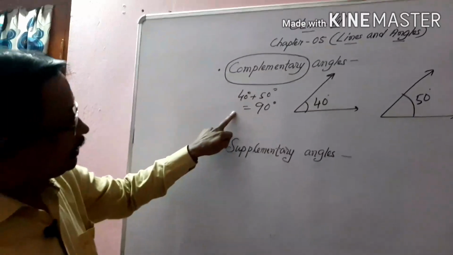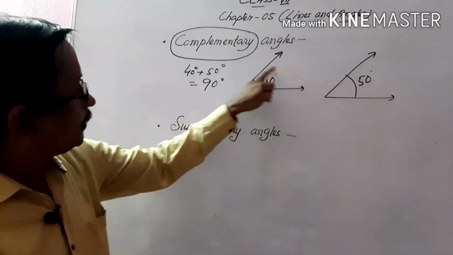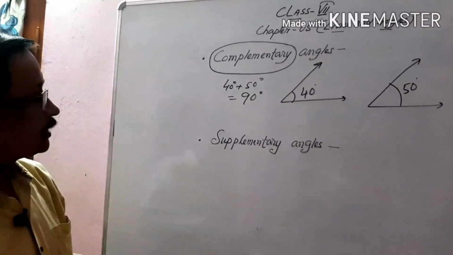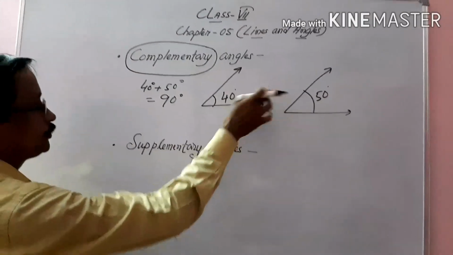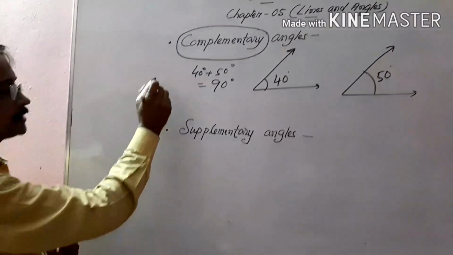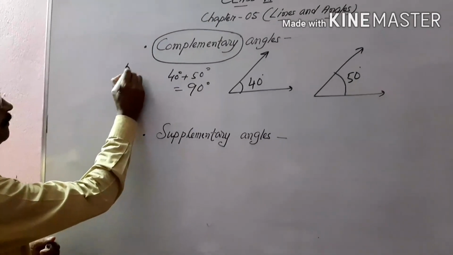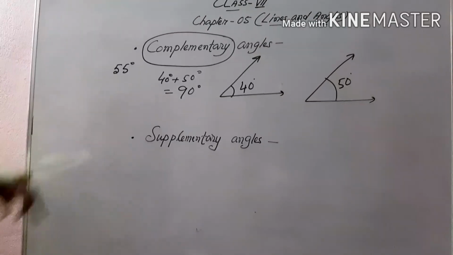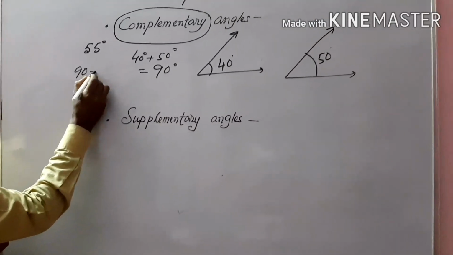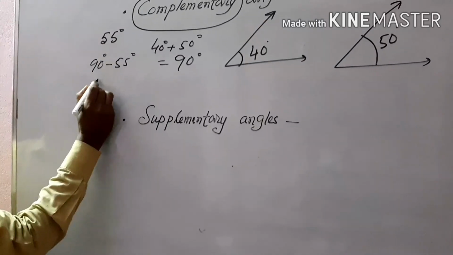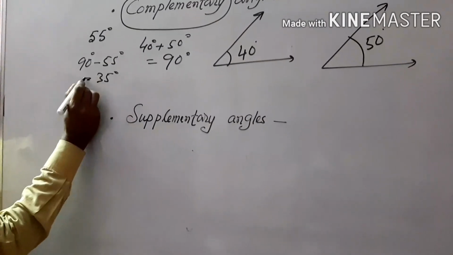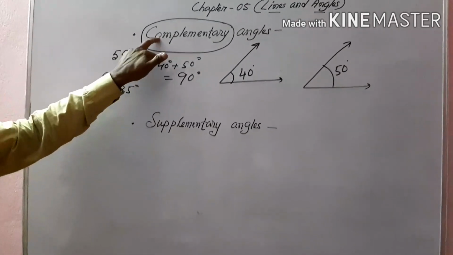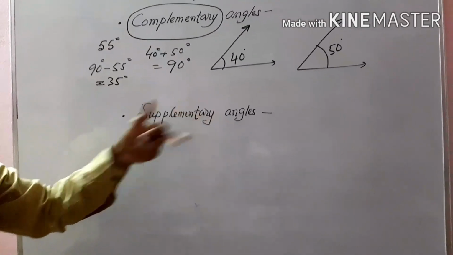In case of complementary angles, remember this: when the sum of two angles makes 90 degree, these two angles are known as complementary angles. For example, what is the complementary angle of 55 degree? If one angle is 55, its complementary angle is 90 minus 55, that is 35 degree. With this idea, we can find the complementary angle of any angle.